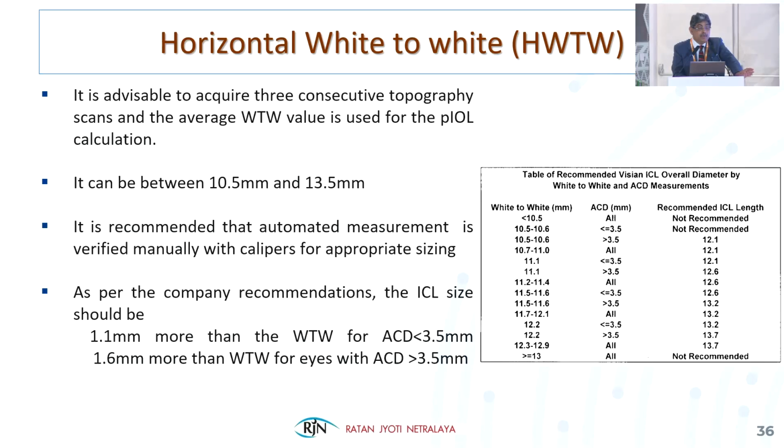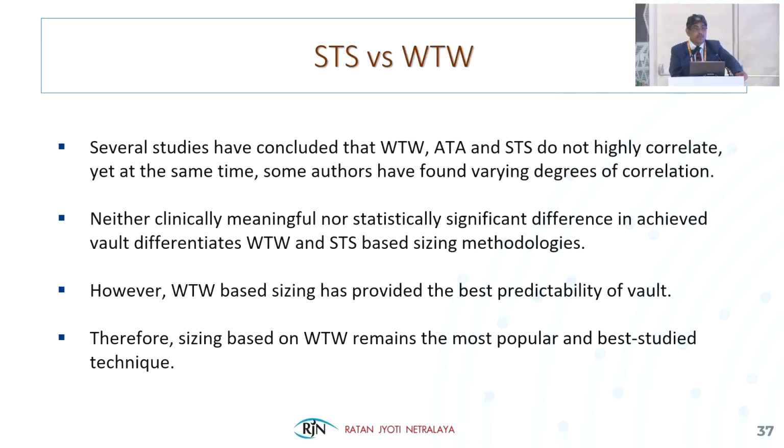It can be between 10.5 to 13.5 millimeter. Less than this, ICL is not recommended. It is recommended that automated measurement is verified manually with calipers for appropriate sizing. The company recommends 1.1 millimeter higher when the AC depth is less than 3.5 millimeter, and 1.6 millimeter higher when the AC depth is more than 3.5 millimeter. This is for your mental calculation. When the company is suggesting you the plan, then you can check it this way.